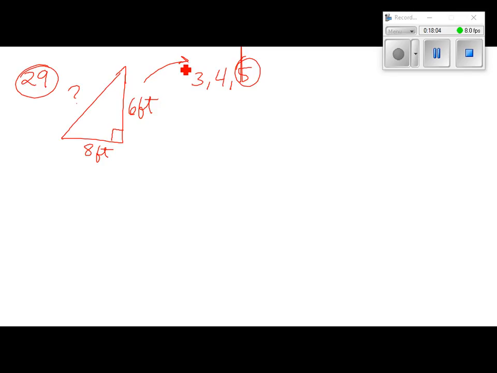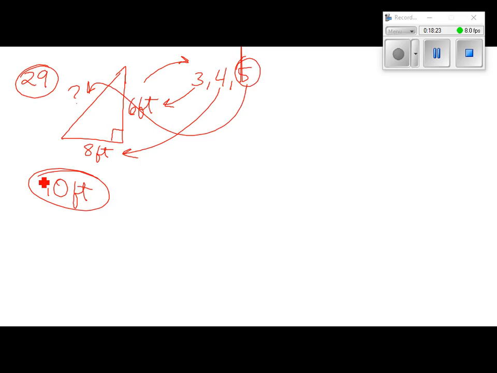So there should be 10. Because if I look at this, what do I do to 3 to get to that? Double it. What do I do to 4 to get to that? Double it. Guess what you've got to do to the hypotenuse to get to the answer over here? Double it. So how long is that hypotenuse? 10 feet. So that guy wire has to be 10 feet. Is that going to make your life a little easier if you can recognize some of these Pythagorean triples and not have to do all the Pythagorean theorem every time? Yeah.